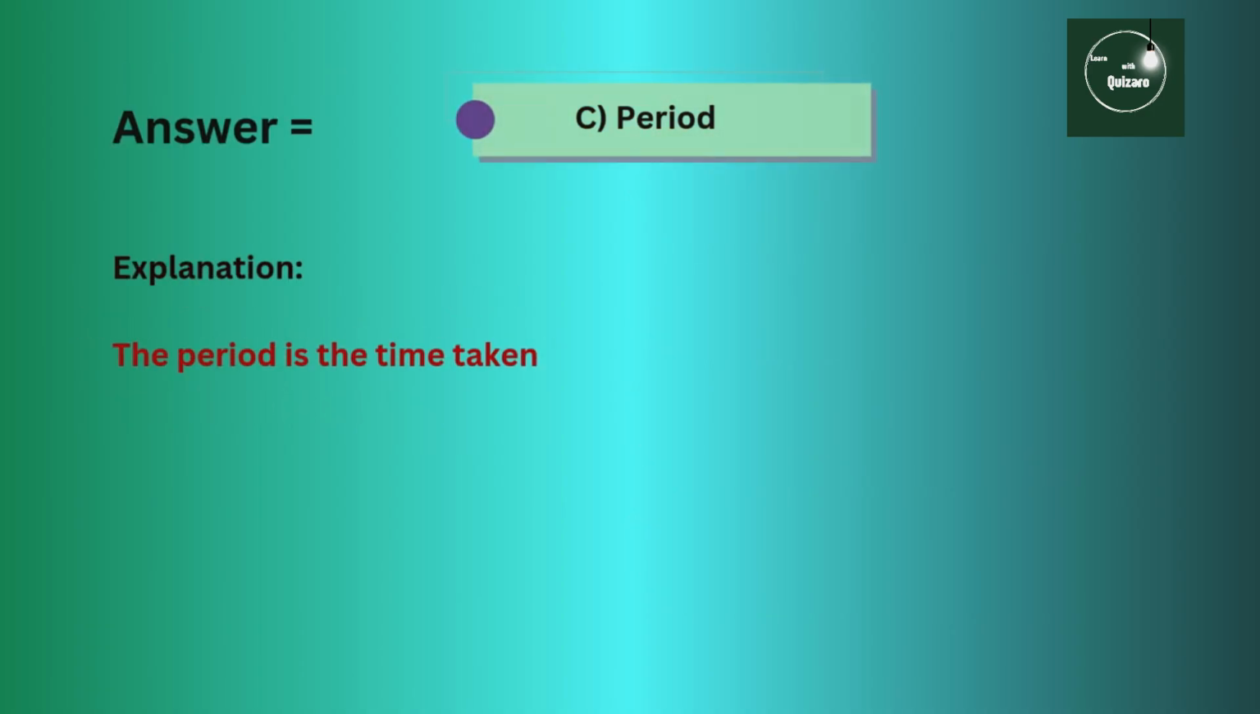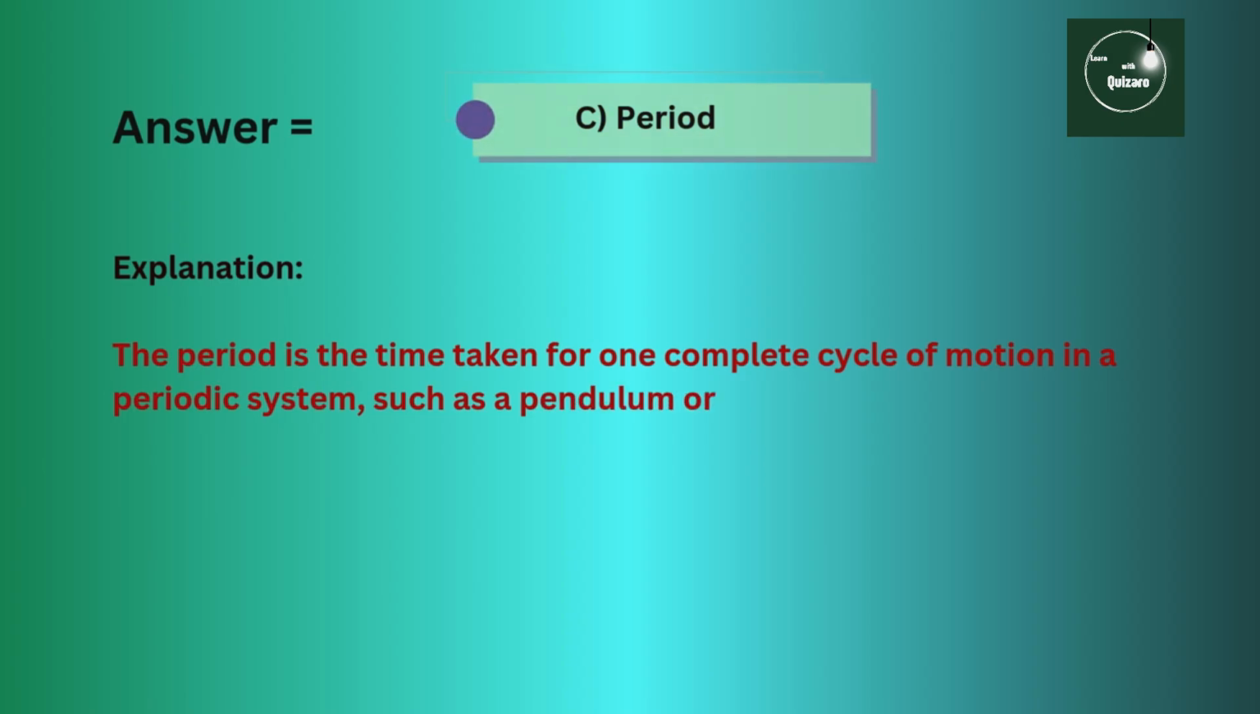Answer is C. Period. The period is the time taken for one complete cycle of motion in a periodic system, such as a pendulum or a wave.